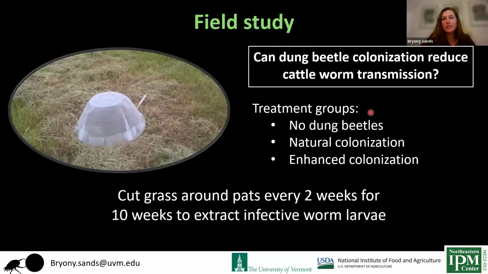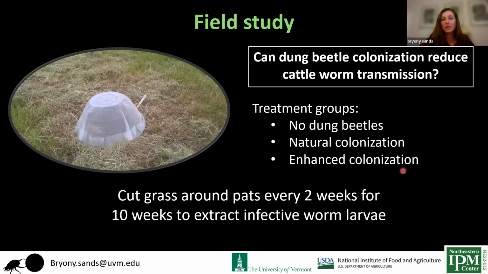We basically wanted to see if dung beetle colonization on those patties could help to reduce worm transmission when those eggs would hatch and the larvae would crawl out onto the grass. Can the action of the dung beetles help to reduce that? So we had 3 treatment groups. One of them was dung patties with no dung beetles, and we achieved that by putting these cages over. So there's a dung patty in there, protected from any dung beetles getting to it. Then we had patties that were naturally colonized with dung beetles and ones that had enhanced colonization. So we added extra beetles to those ones.